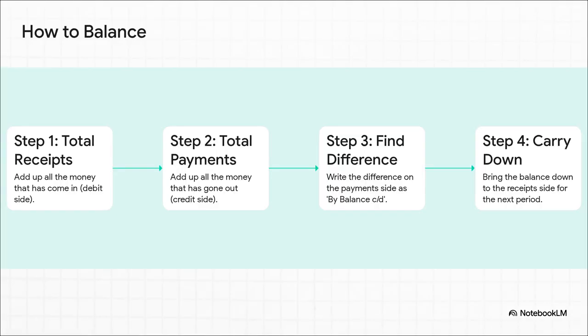Balancing it at the end of the period is just as logical. First, you add up all your receipts. Then, you add up all your payments. And here's the golden rule. You can't spend cash you don't have, right? So the receipts total will always be bigger. That difference is your cash on hand. You just plug that number into the payments side to make both columns equal, and then carry it down to start the next month. Easy.